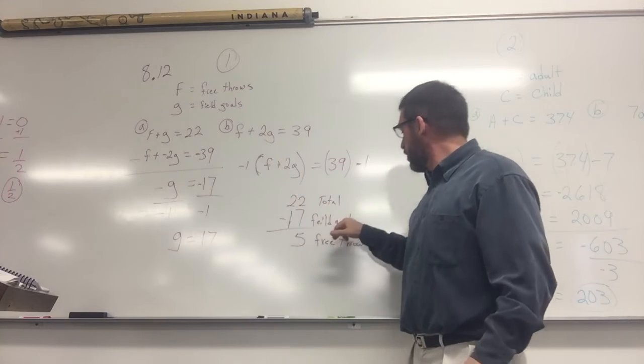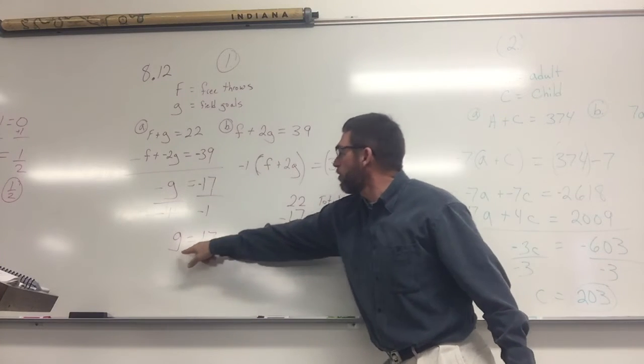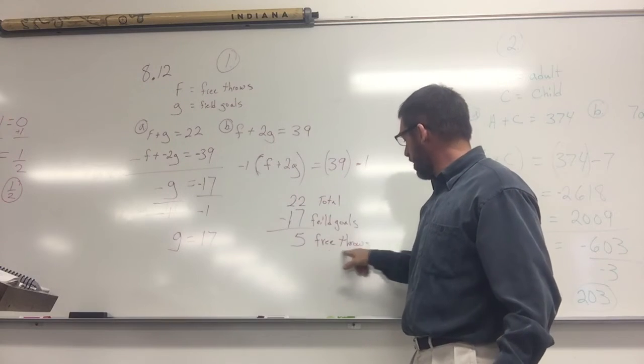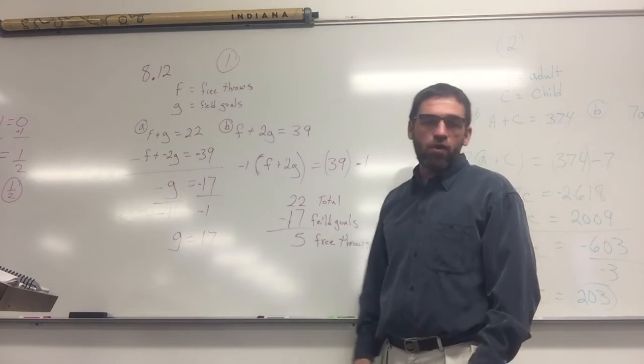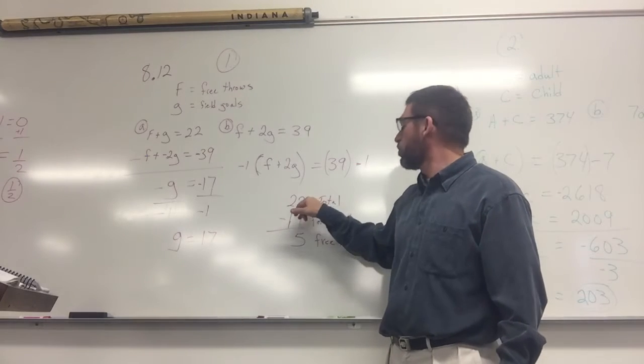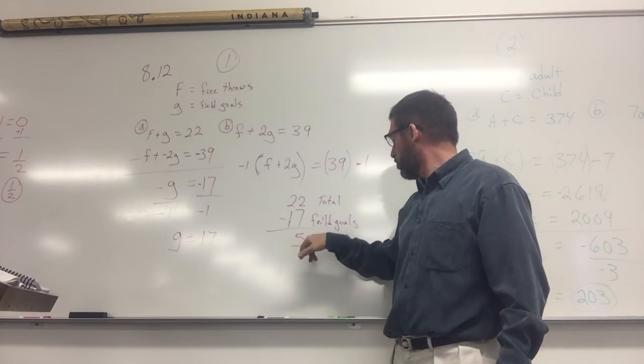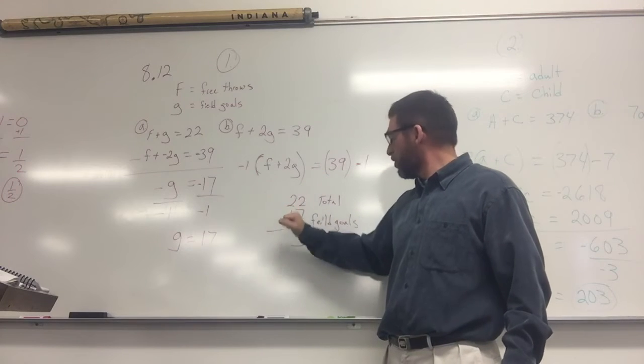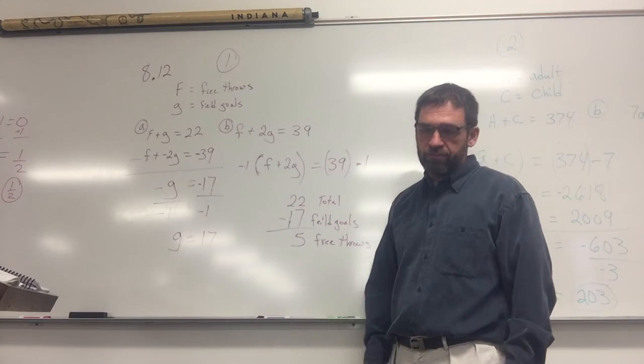Now you had 17 field goals. This is G for our field goals. 17 field goals, you had a total of 22 baskets. The way to find out how many free throws there were, you have to subtract. You had 22 total. Subtract the 17 from 22, leaves you with 5. So your two answers, there were 17 field goals and 5 free throws.